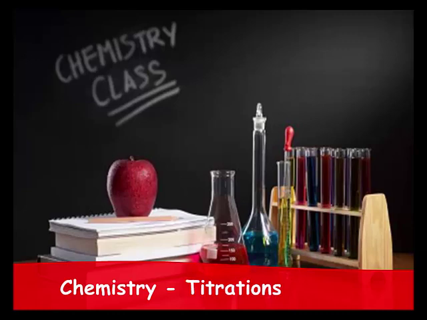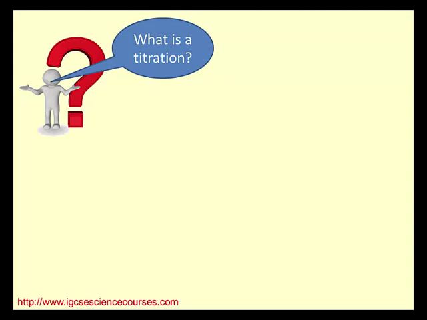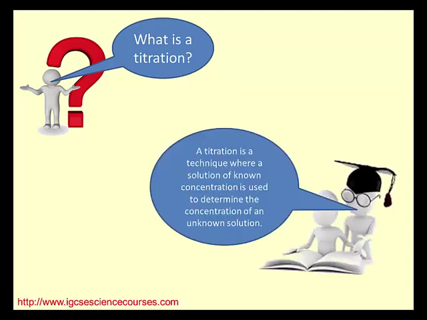This chemistry video looks at the topic of titrations. Let's dive in and see what we mean by the term titration. A titration is a technique where a solution of known concentration is used to determine the concentration of an unknown solution. Say, for example, we have an acid of known concentration, we can titrate it with an alkali to find out the concentration of the alkali.